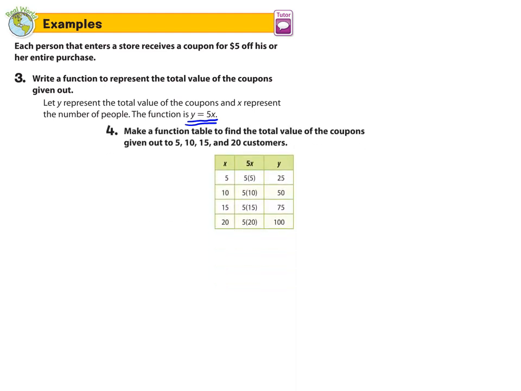We're going to make a function table to find the total value of the coupons given out to 5, 10, 15, and 20 customers. Now in this case, we don't get to choose which values. They're giving us the 4 values, 5, 10, 15, and 20. So we put in our inputs, 5, 10, 15, 20. Our rule of 5 times x, we substitute for x. 5 times 5 is 25. 5 times 10, 50. 5 times 15, 75. 20 times 5 is 100.